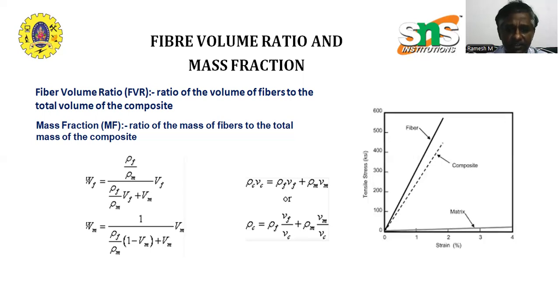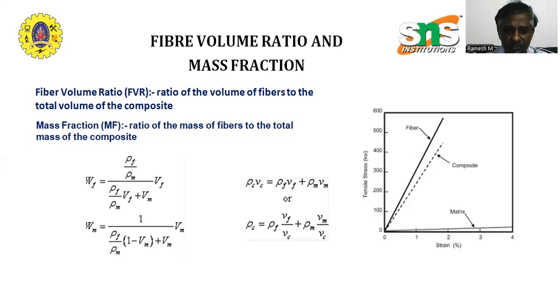But elastic constants are affected by the mass fraction as well as the fiber volume ratio, as well as the properties of the individual constituents. Accurate prediction of the elastic constants requires knowledge of the fiber volume ratio, the mass fraction, and the properties of the constituents. So the relations between fiber volume ratio, mass fraction, and elastic constants are focused on these three things only.